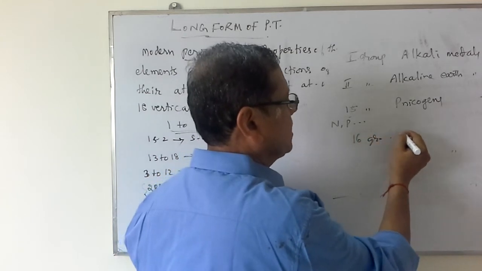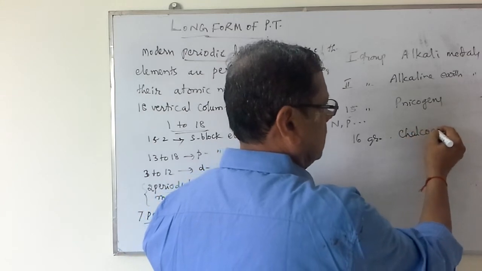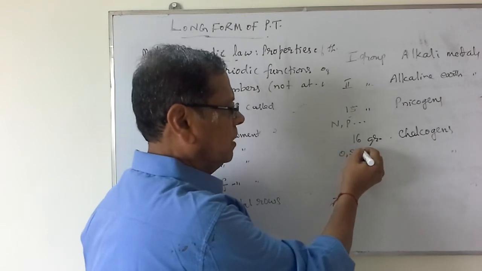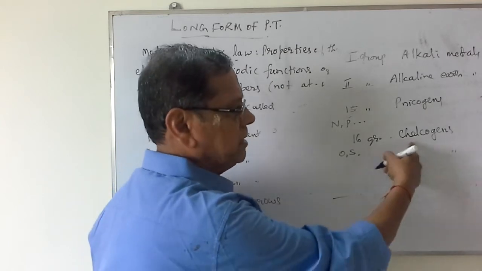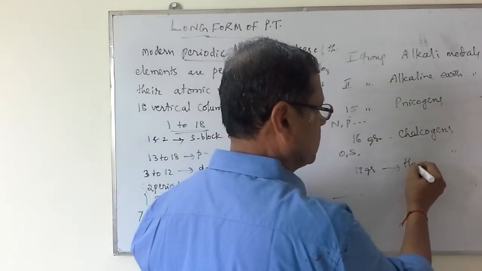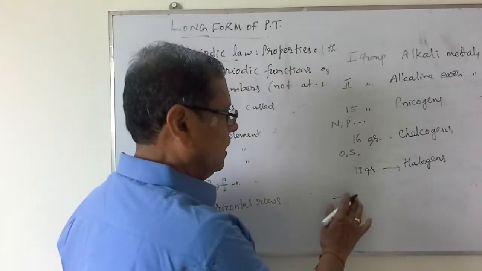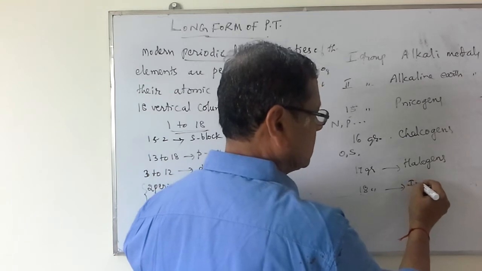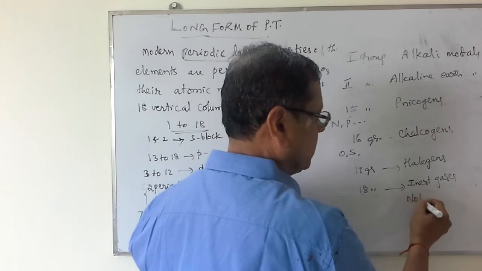16th group elements are named the chalcogens. These are actually ore forming elements. For example, oxygen, sulfur, selenium, tellurium, etc. They form the ores. That's why they are named the chalcogens. 17th group elements are named the halogens. Then 18th group elements are named the inert gases. Inert gases are also named the noble gases.